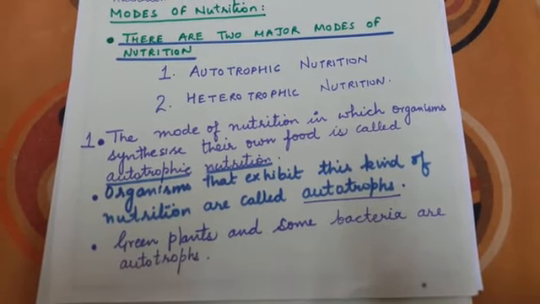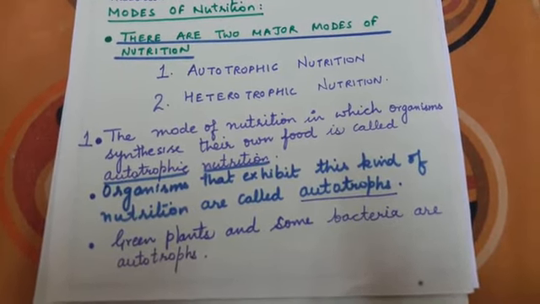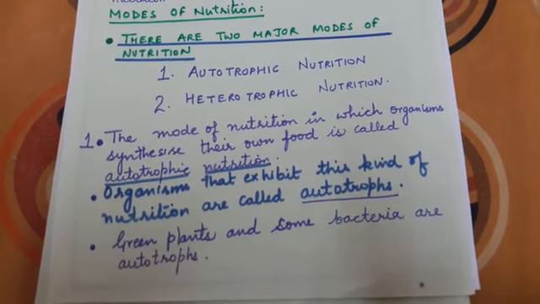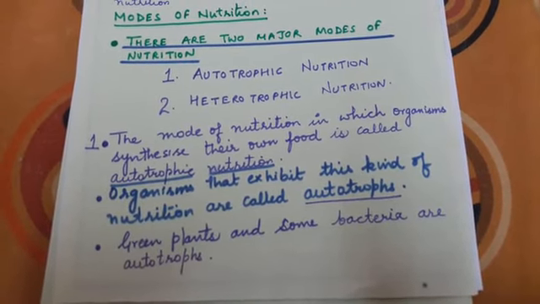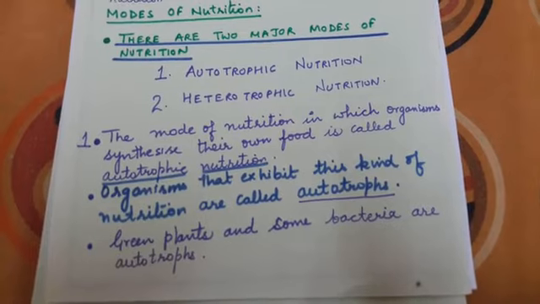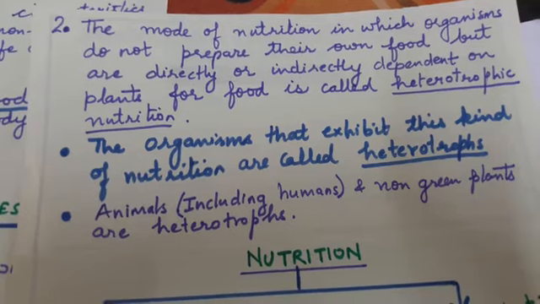Organisms that exhibit this kind of nutrition, that means autotrophic nutrition, are called autotrophs. Exhibit means shows. Green plants and some bacteria are examples of autotrophs.